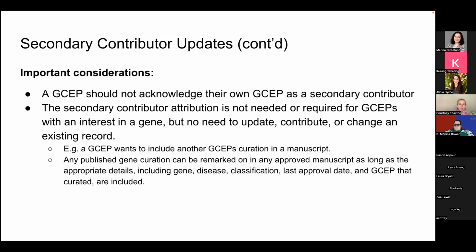If you have nothing else you want to add, you have no changes to the classification, you completely accept that gene disease relationship and classification is appropriate, you can remark on any of those genes in your manuscript. We just ask that you give the proper attributions and acknowledgements. List that gene, list the appropriate disease, list the expert panel that did that curation, and the link going to that particular curation from the ClinGen website, which will show all of that information. So you don't necessarily need secondary contributor just to say, hey, I'm interested in this gene. It really should be something if you are collaborating with a group to add additional information for that curation.